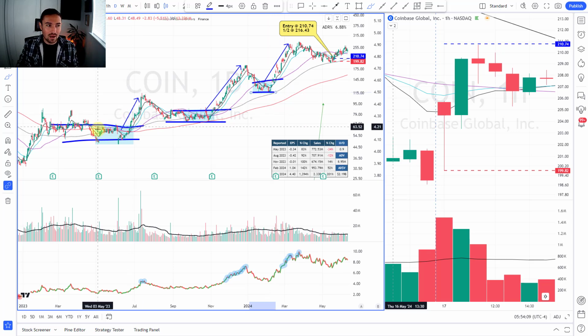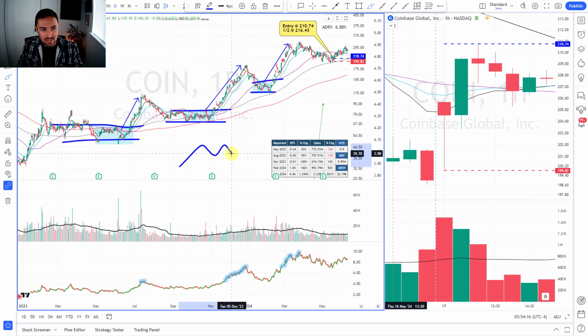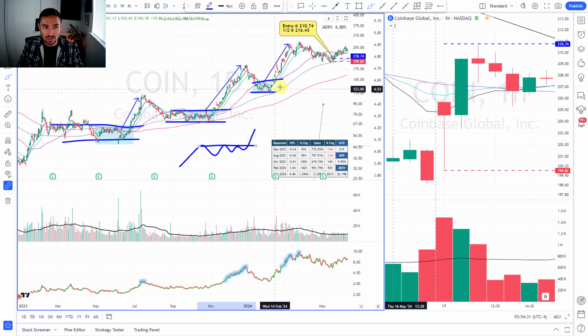But what do you notice about these basing areas in these blue zones here? It's a little bit choppy, isn't it? It's not your textbook Minervini VCP, where everything looks like a textbook, it does this and it breaks out and it's all just tickety-boo. It doesn't look like that, does it? If you look at how Coinbase likes to move and how it likes to set and trend, it basically chops around in these blue zones, and then it just goes on these really powerful trends, staying above the 10-day EMA and the 21-day EMA for the vast majority of the trend.